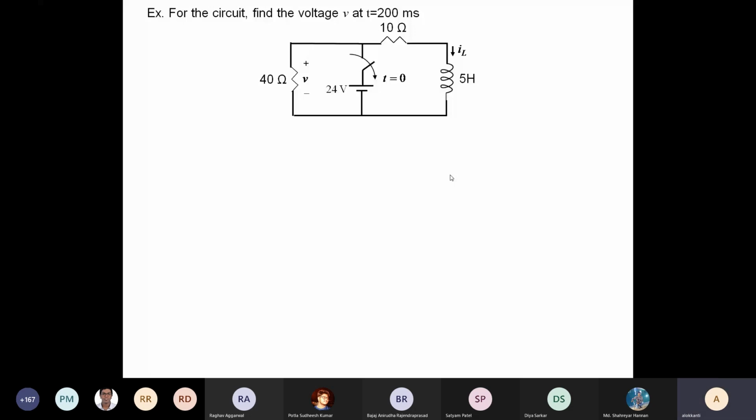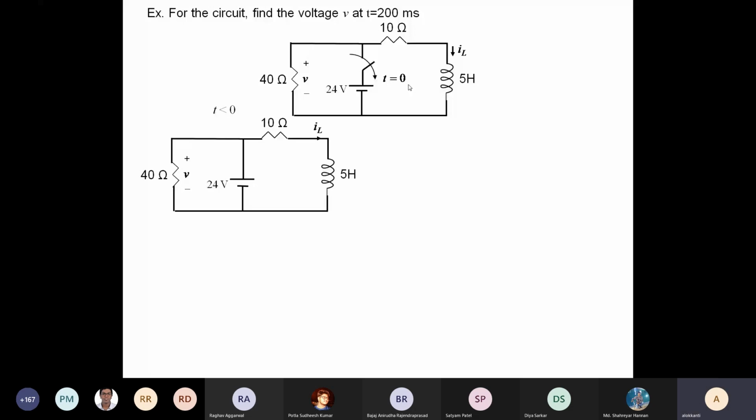So at t equal to 0, if you operate the switch the way it's shown, it will create a discontinuity of the 24 volt battery. That means before t equal to 0, the 24 volt battery was connected, and at t equal to 0, it is removed. So there are two situations: one is t less than 0, one is t greater than 0. So basically there will be two circuits.